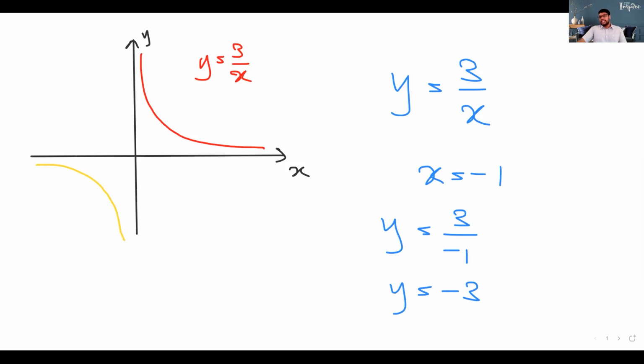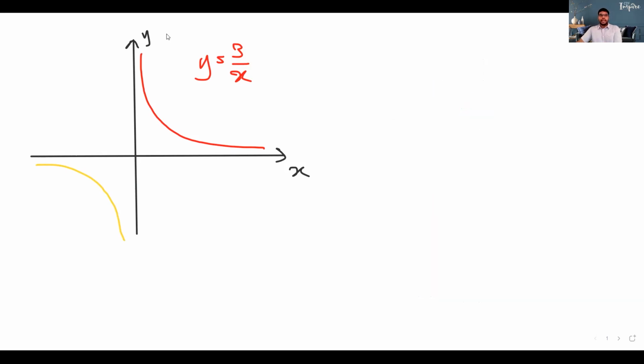Part B says, sketch the graph of y equals x on the same diagram. I think all of you know how to sketch the graph of y equals x. It will look something like this. That will be the graph of y equals x sketched on the same diagram. Then part C: the graphs of y equals 3 over x and y equals x meet at x equals k. Find the values of k.